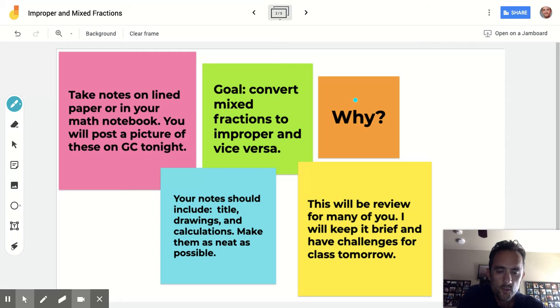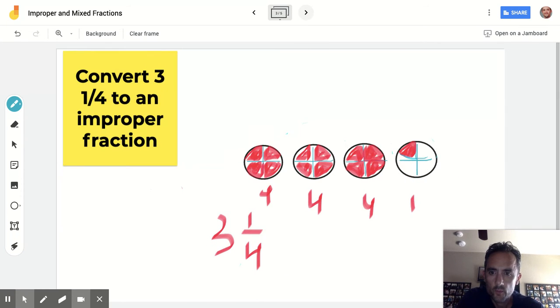Why do you need to know this? You're going to need it for fifth grade, but middle school, when you're multiplying and dividing fractions, you're going to need to know how to do this. So hopefully we can do it. So convert 3 1/4 to an improper fraction.